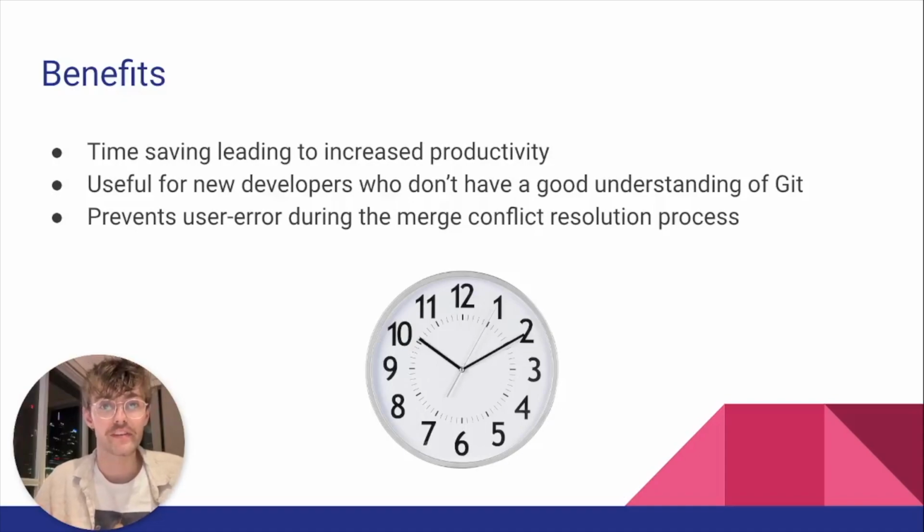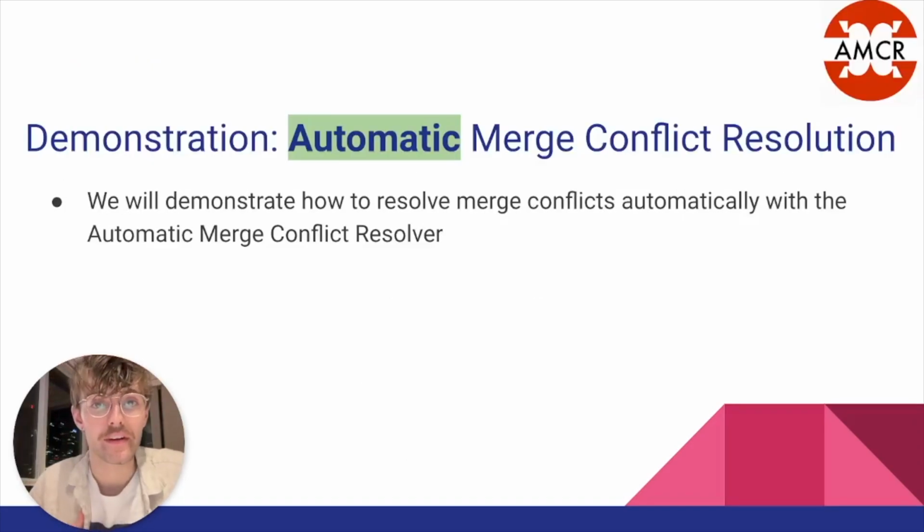So what are the benefits of our project? Well, like I was mentioning, this saves a lot of time, and so this will lead to increased productivity for developers since, for these larger projects, you don't want to go through all of those tedious merge conflicts. And this can also be useful for developers who don't have a really good understanding of Git, and as well just prevents user error, because no matter how experienced you are with Git, you can definitely run into human error. And now I'm going to give you a demonstration of how our tool actually works.